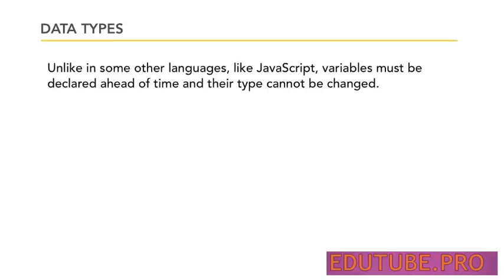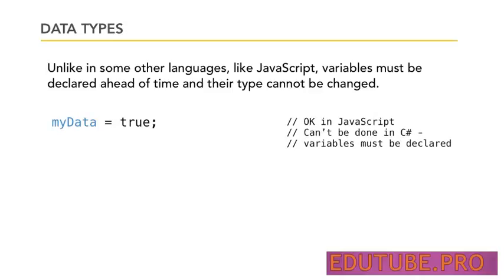In some languages, such as JavaScript, you can declare variables and you can change their types around. You can do all kinds of great stuff. And you can't do that with C#. So for example, in JavaScript, you could just do this. You could say my data is equal to true. That's okay in JavaScript. You can't do that in C#. You have to actually declare the variable. In JavaScript, if you just use a variable without declaring it, JavaScript assumes it's a global variable. Well, C# doesn't have global variables, so this wouldn't work. You have to actually declare it.